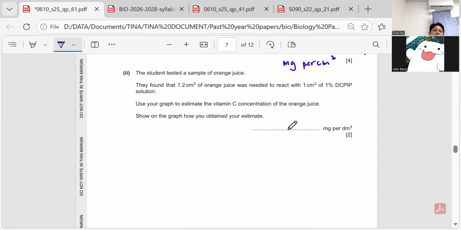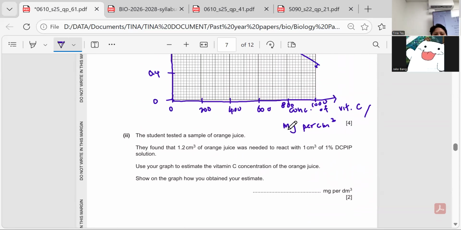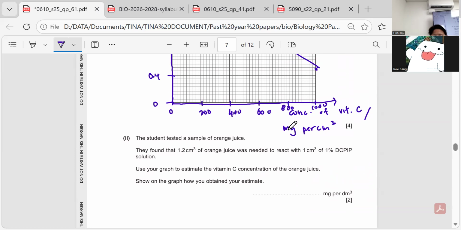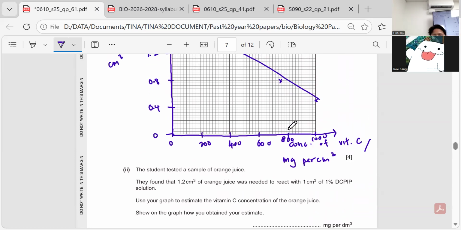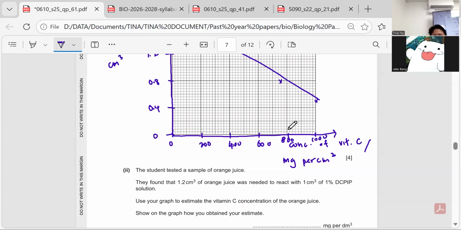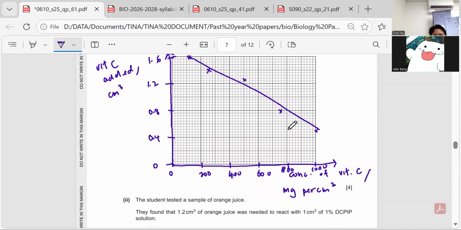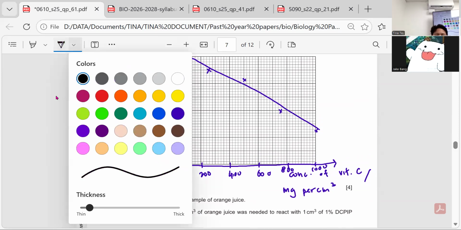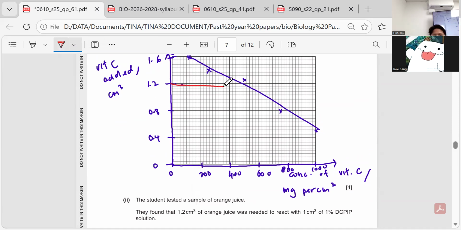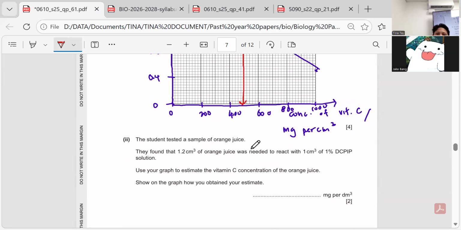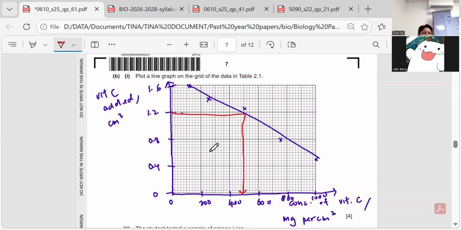Yeah, we should. Okay. They found that 1.2 centimeter cube of orange juice was needed to react with 1 centimeter cube of DCPIP. Okay, use your estimate. So 1.2 orange juice. So here, how much is the value? I said, you have to draw here. Okay. Do you get about 500? I said 420. Okay, about. My graph is obviously not perfect because I drew it by hand, but you must draw the red color line that I'm showing you here.